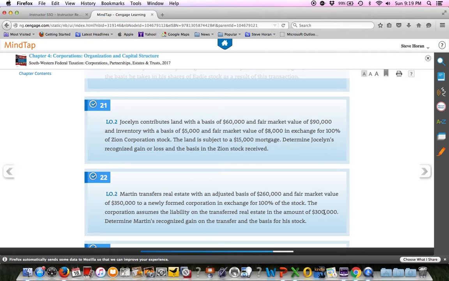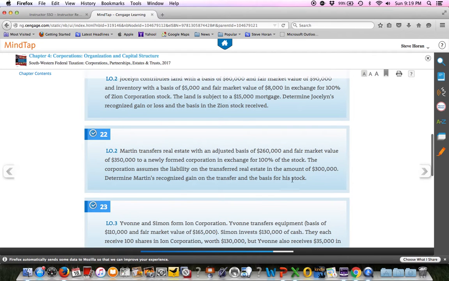So his stock is worth 300,000 right here, and so what we're doing is his realized gain is, let me say the market value of 350 minus the basis of 260. Okay, that's $90,000. That 90,000 then is his gain that he realized.